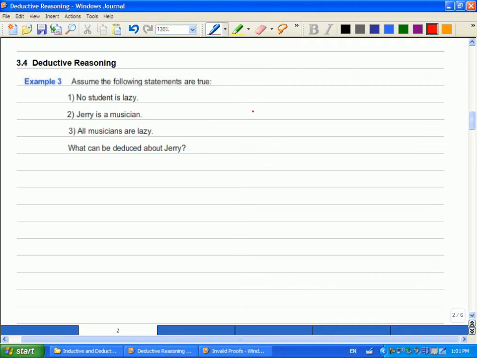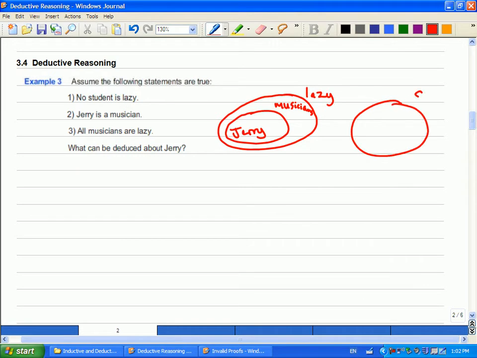So in this case, if you wanted to try it with the diagram, it would look like this. You'd have lazy people, and unfortunately, Jerry's there. You'd have musicians there, and you'd have Jerry. And then it says no student is inside the lazy group, so students would be over here. Is he a student? No? Well, who knows? Maybe he's studying to be a musician. So that was what was deduced by Sarah and Paul, that Jerry's not a student because he's lazy.